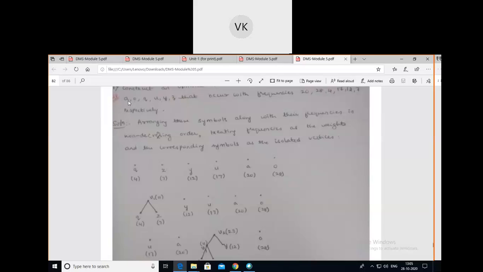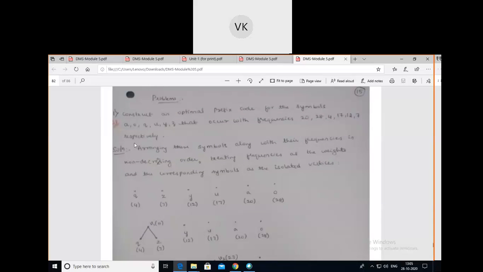I am going to construct a binary tree for these symbols, and from the binary tree I am going to find the prefix code of these symbols. We'll see how. First we arrange all the symbols in the increasing order of their weights. Here you see, among the 6 symbols, which one has the least weight?